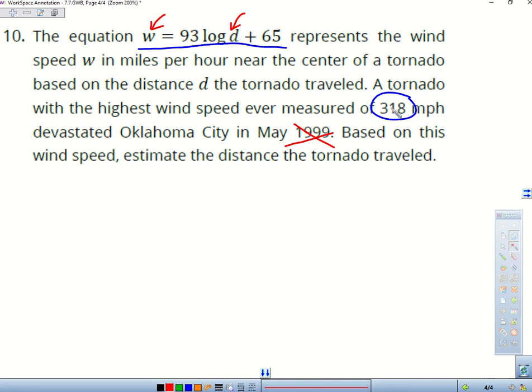So here, is this wind speed or is this distance that they're giving me? Wind speed. And you can kind of indicate that by the miles per hour, as well as they say highest wind speed right here. Okay? So we're going to plug that in for W. And when I do that, I'm going to write it on the other side. You'll see what I mean.